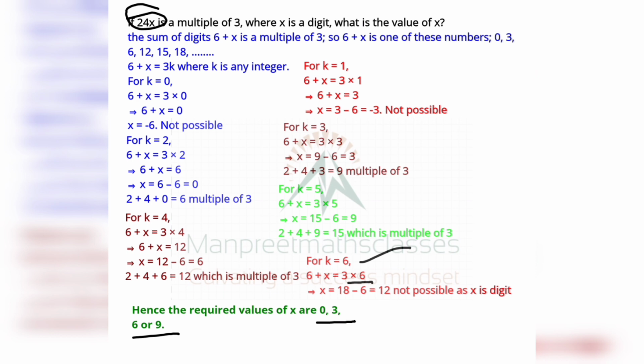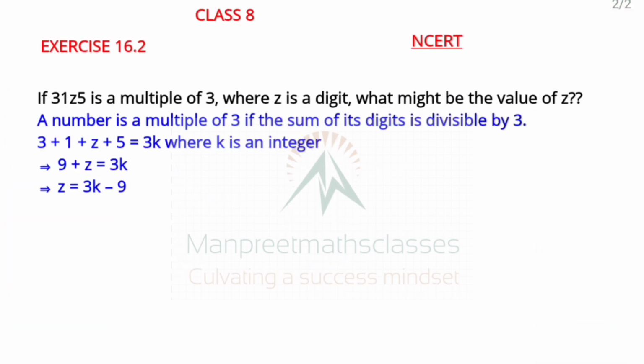Now let's move on to the last question of the exercise. Question number 4 is: if 31z5 is a multiple of 3 where z is a digit, what might be the value of z? So first of all, I have written the divisibility rule of 3. A number is a multiple of 3 if the sum of its digits is divisible by 3.